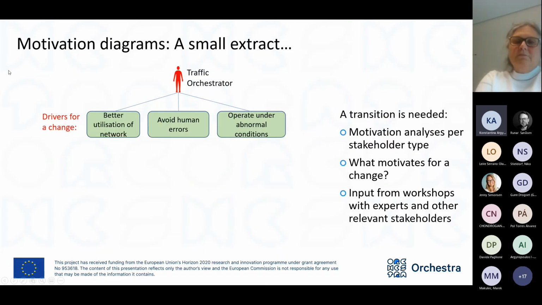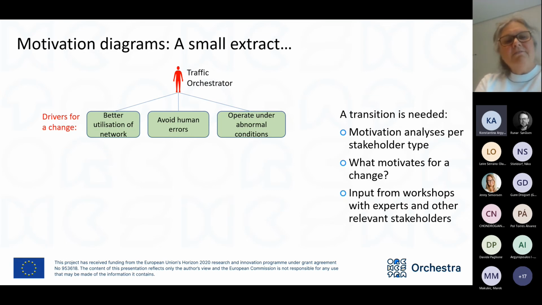So we have done an analysis of the motivations of the different stakeholders. This is just a small extract of the motivations of the traffic orchestrator. And the reason why we did this is that this multimodal traffic management is a transition to something new, and we have to analyze what are the drivers and the benefits for the different stakeholders.